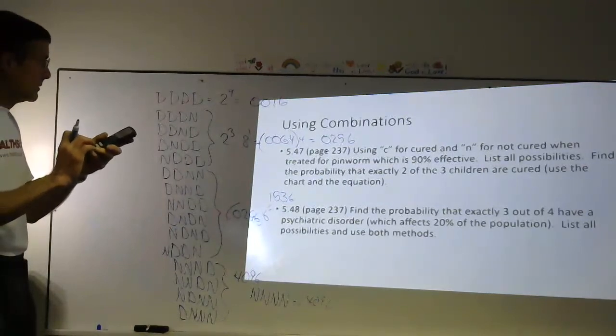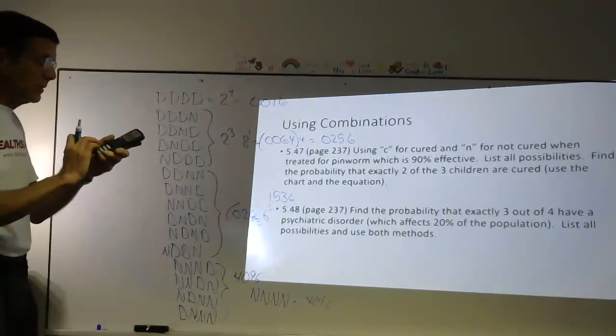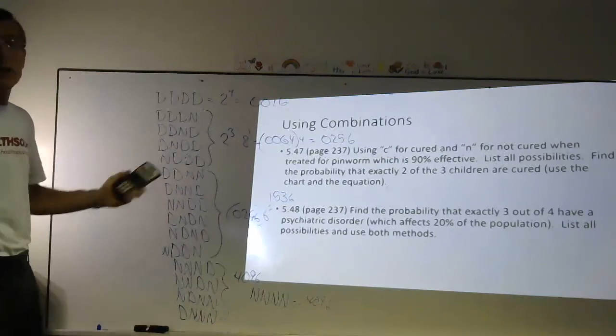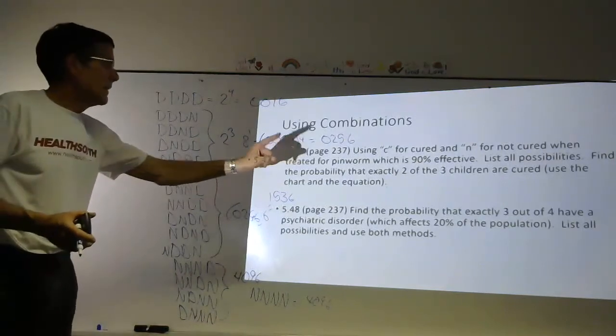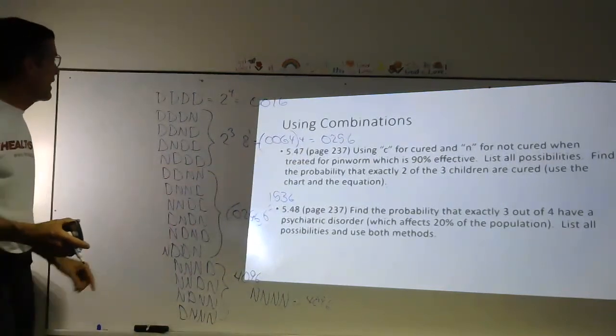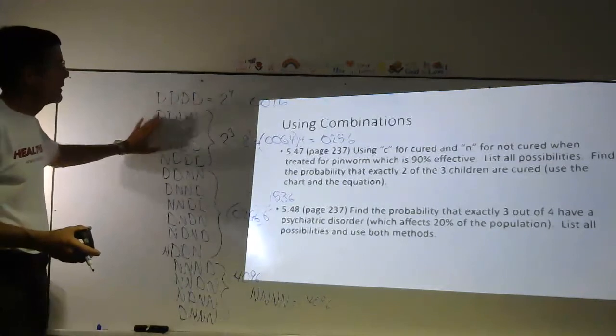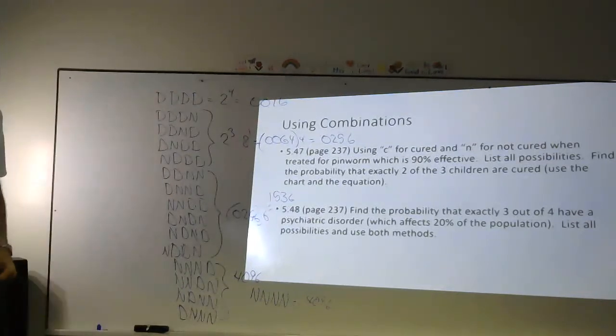1536 plus 0.0256 plus 0.0016 equals bingo, 1. Works perfectly. All right, find the probability that exactly 3 out of the 4 have the disorder. 3 out of the 4 have the disorder is 0.0256.